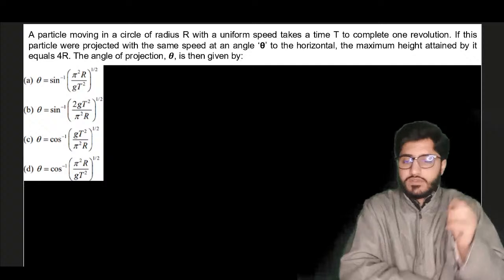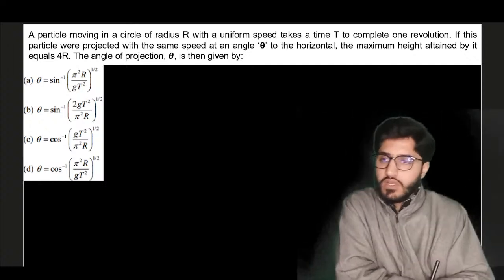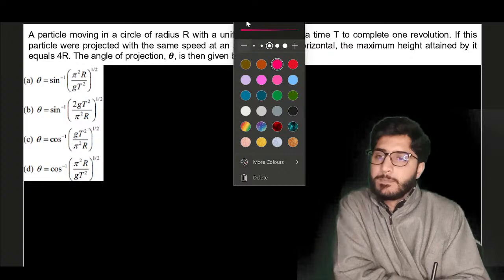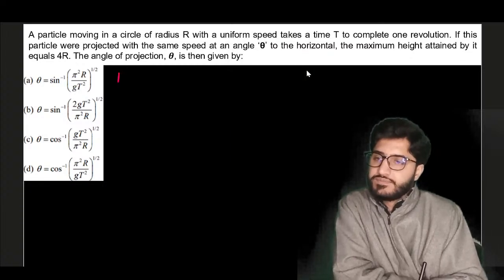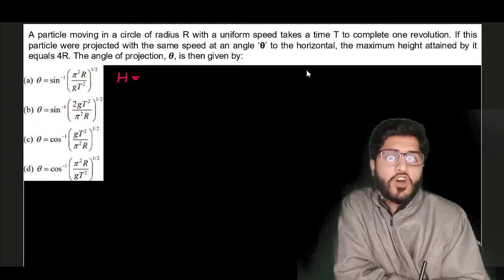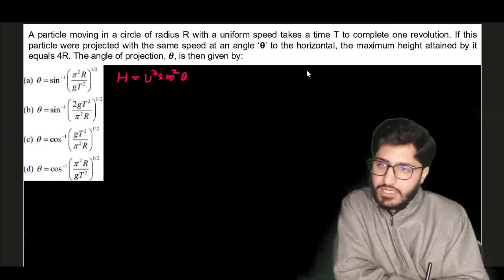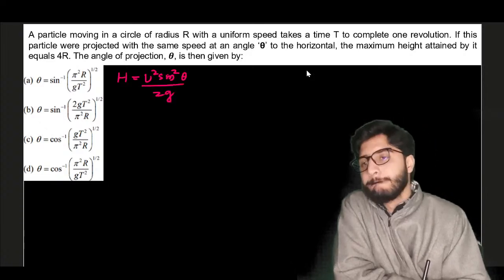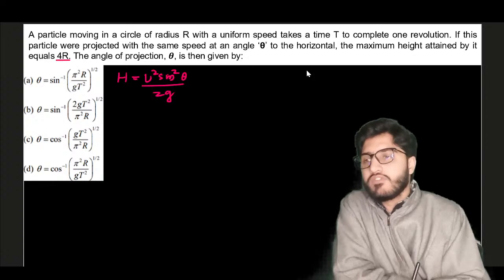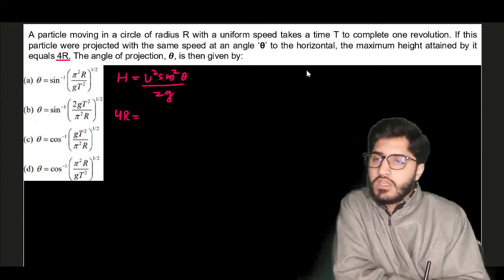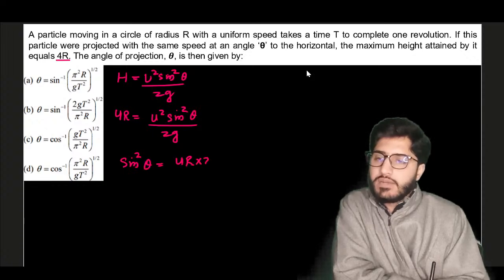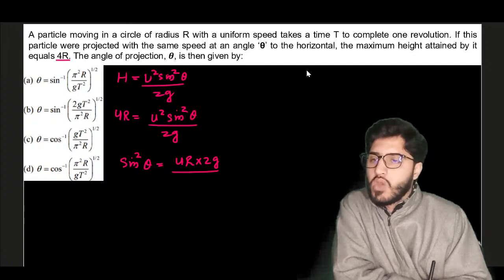Okay, I can write it now. First of all, what is h? Height. And what is the formula to get the h? I can write it is u square sine square theta divided by 2g. So h is going to be 4r. So I can write 4r equals u square sine square theta by 2g. So sine square theta came out to be 4r multiplied by 2g whole divided by u square.